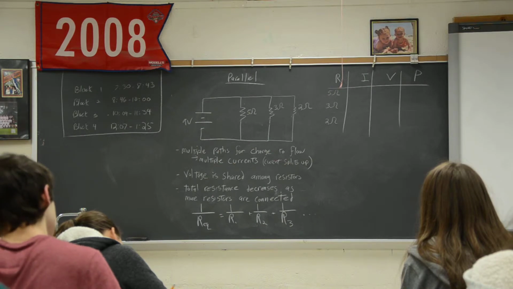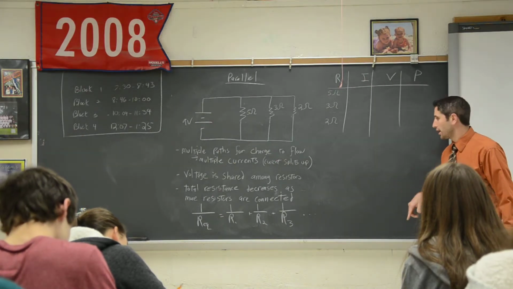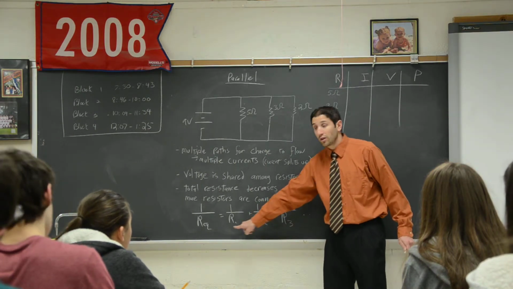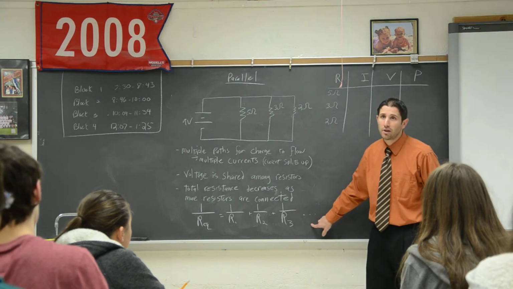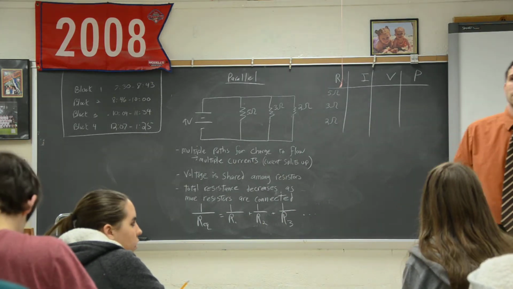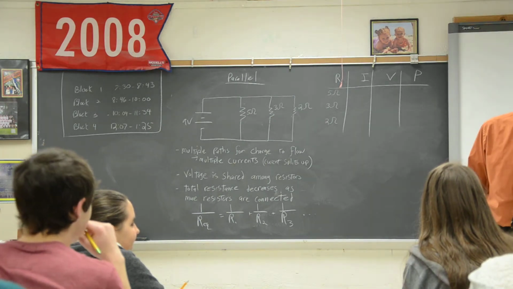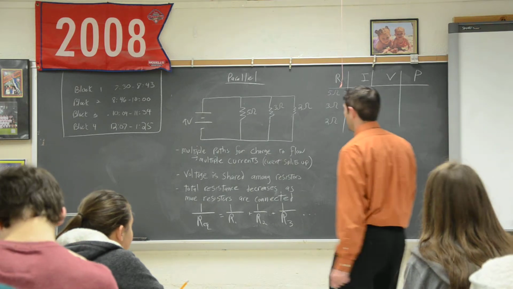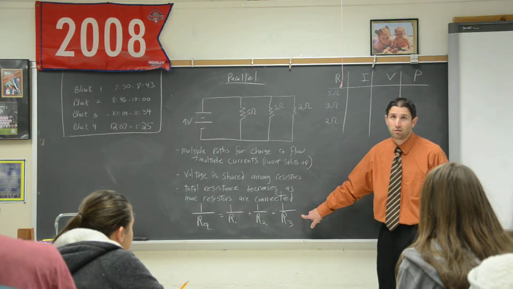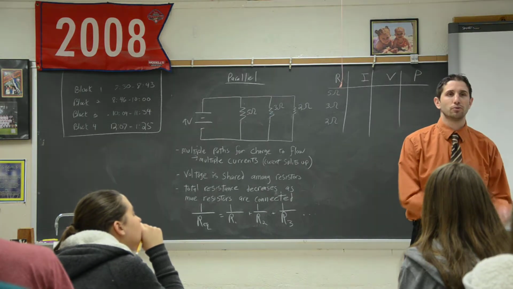But remember, this is a parallel circuit, so you can't add them up and get 10. And 1/5 plus 1/3 plus 1/2 is not 1/10. Don't do that. Okay? You laugh. Trust me, I have seen it happen. I said 1/5 plus 1/3 plus 1/2 is not 1/10. Don't do that.